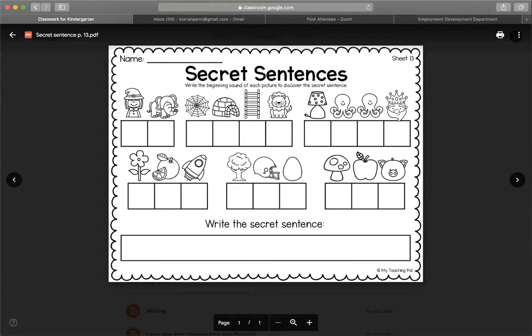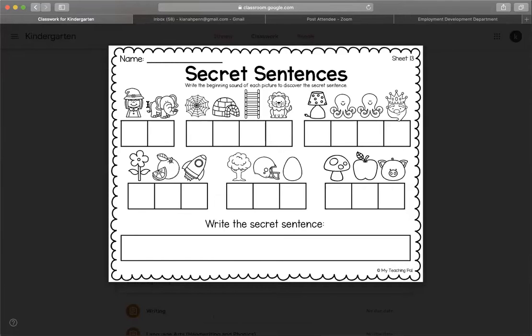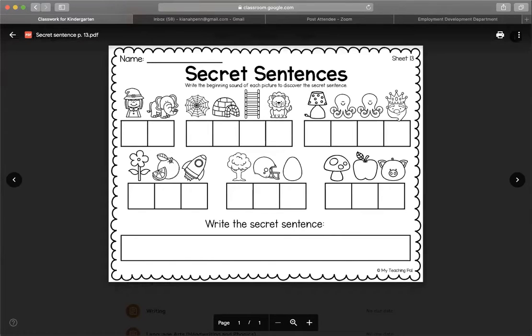You're going to write the beginning sound of each picture to discover the secret sentence. So we're going to go around the room, like around the world kind of, and each of you are going to tell us the beginning sound of each picture. So we'll start with Landon. Can you tell us what the first picture is and the beginning sound? Which. And what letter does which start with?